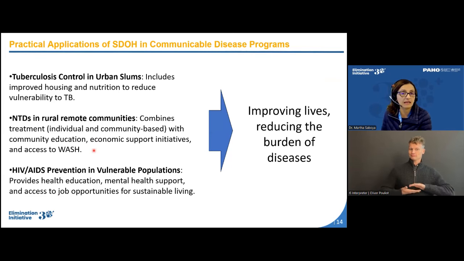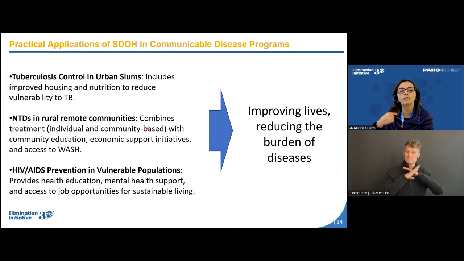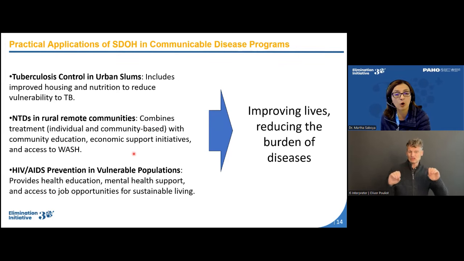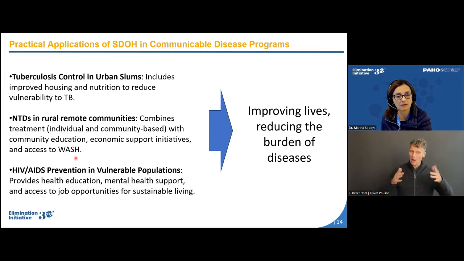If we are talking about the elimination of neglected tropical diseases, we need to move forward and beyond the implementation of preventive chemotherapy, for example, and move towards community education and economic support initiatives to improve the quality of life and living conditions of those populations living in remote rural communities, and access to water, sanitation, and hygiene that are highly related to the endemicity of neglected tropical diseases.